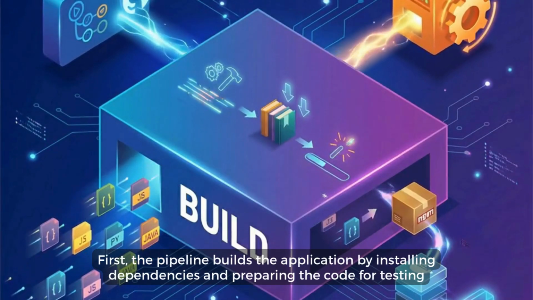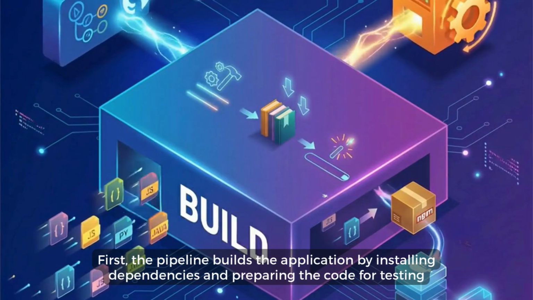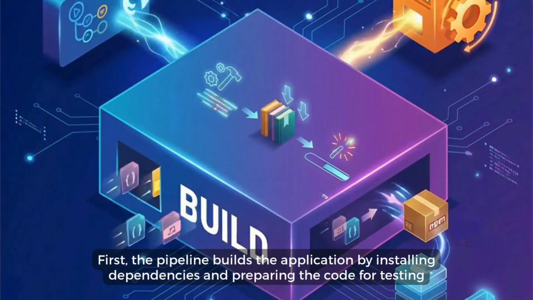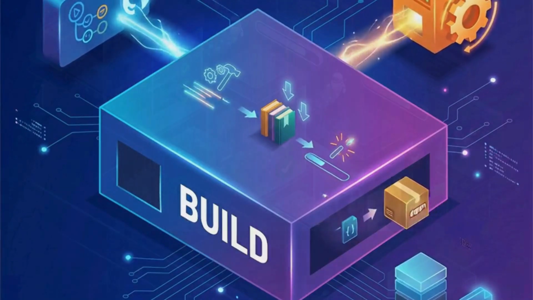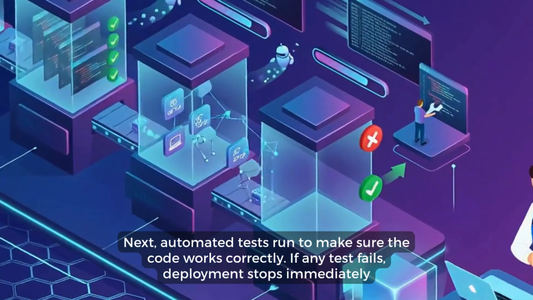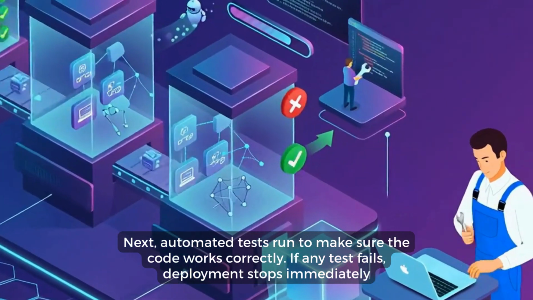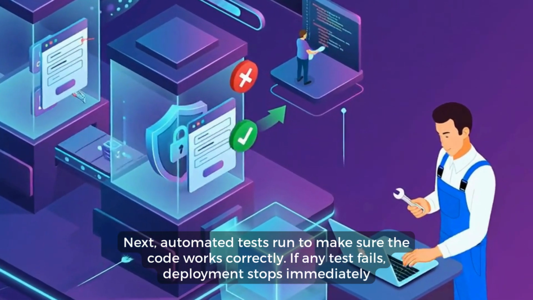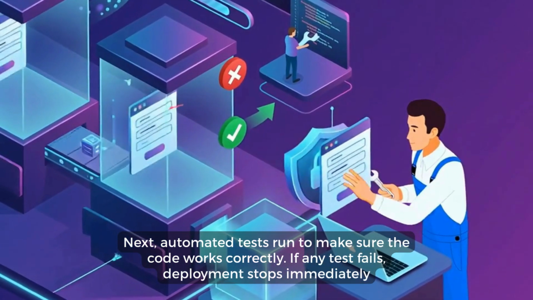First, the pipeline builds the application by installing dependencies and preparing the code for testing. Next, automated tests run to make sure the code works correctly. If any test fails, deployment stops immediately.